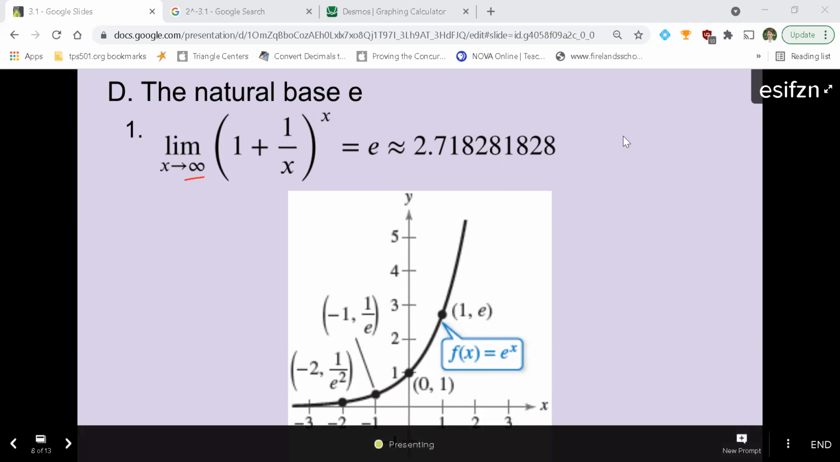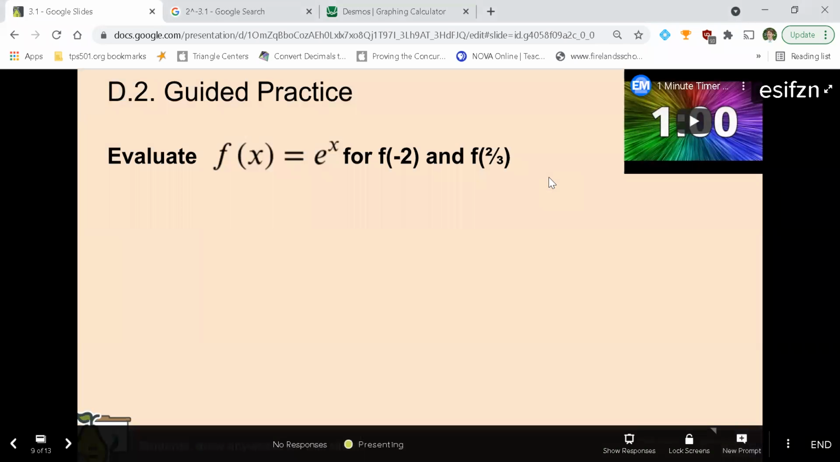Let's see. This is the first thing that you're going to have to do on WebAssign. So here's your exponential function, f of x equals e to the x. Tell me what f of -2 is and what f of 2/3 is. One minute this time.